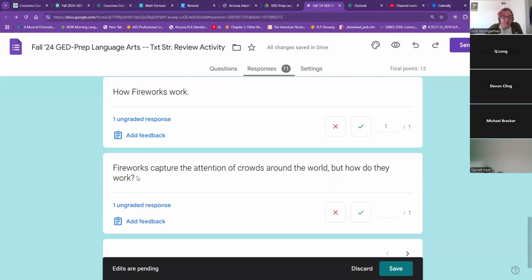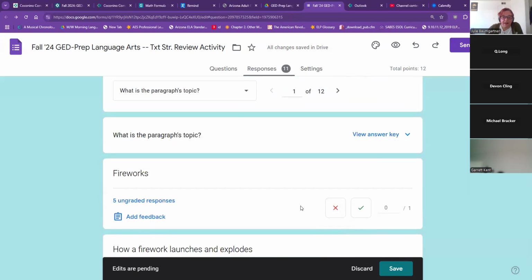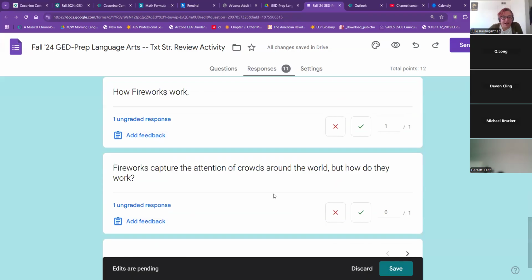Okay. Why would we say that this one is not a good answer? Sorry. Anyone got any ideas why I'm saying this is not a good answer for the topic? It's not an awful answer. If I could give half a point, I would.